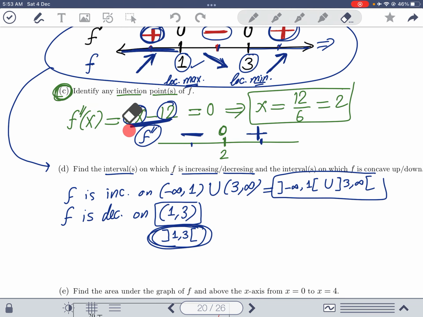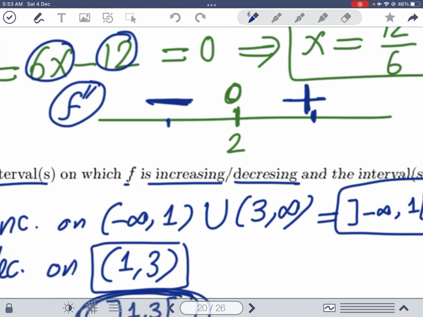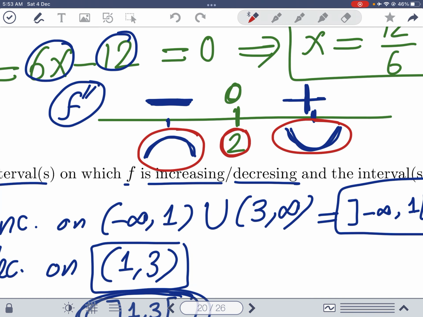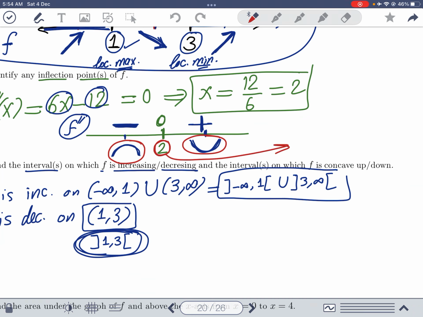And f double prime controls the concavity of the function. So when it's negative, the function is concave down, like this, and when it's positive, the function is concave up. Because the function changes its behavior from concave down to up, or if it changed from up to down, in both cases the number in here will be an inflection point, because there is a change of concavity at this number. So here x equals 2 is the x coordinate of the inflection point.